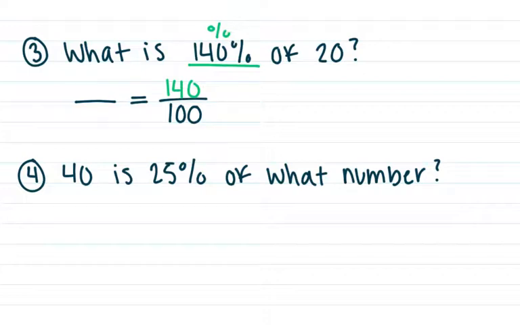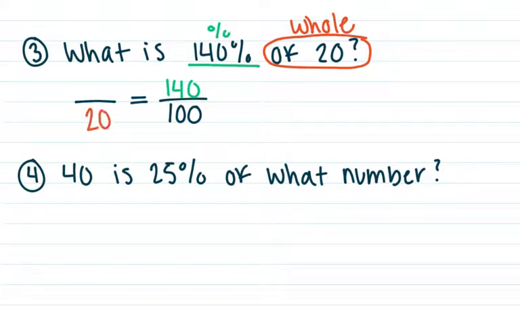What is 140% of 20? Of 20, that is my whole. That is my total right there. And the whole amount goes on the bottom of that second ratio fraction. And then lastly, that means I am missing my part. And I can see that right there. It says what is. And so that means that I am missing the part. I'm trying to figure out what that percent represents. So I put an X there on top.